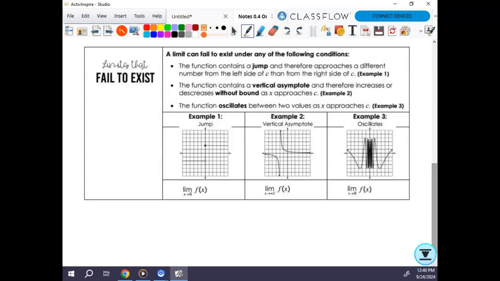So there are times when a limit can fail to exist. We've already looked at some of them, right? Because we've written does not exist a few times. So the first one is basically what was happening to us. If the function contains a jump and therefore approaches a different number from the left side than the right side.